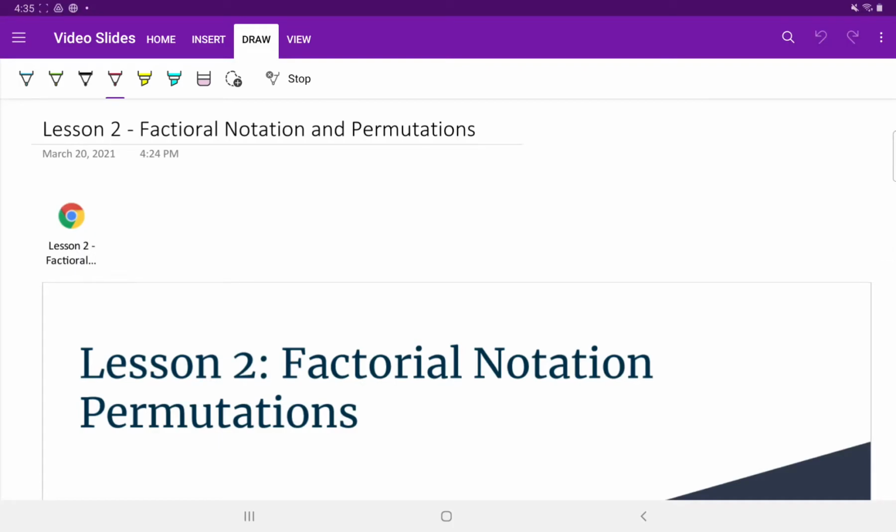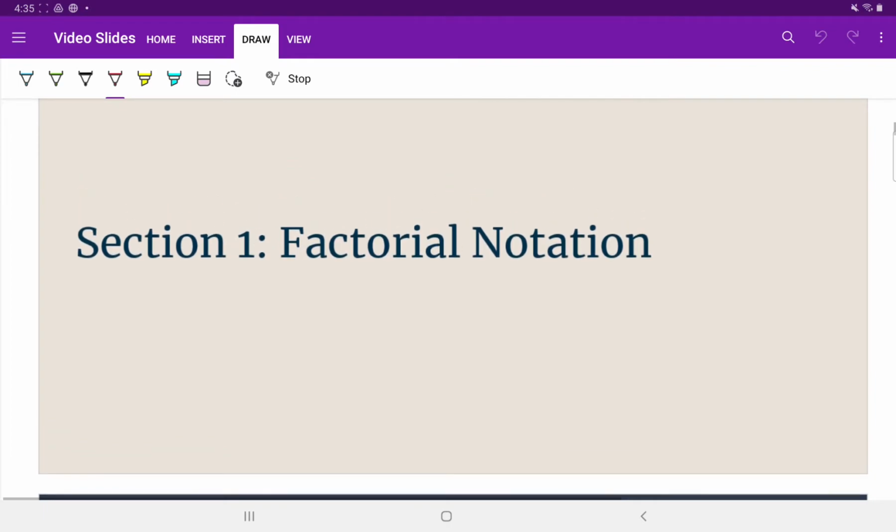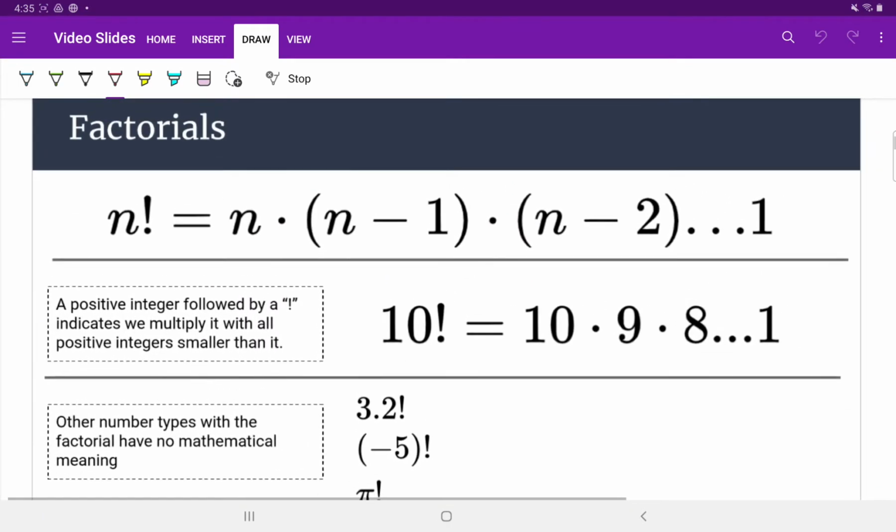Going to be looking at lesson 2, factorial notation and permutation. So I'll probably split this out into 2 videos where I do section 1, just the notation itself, and then I'll do section 2 with all the word problems.